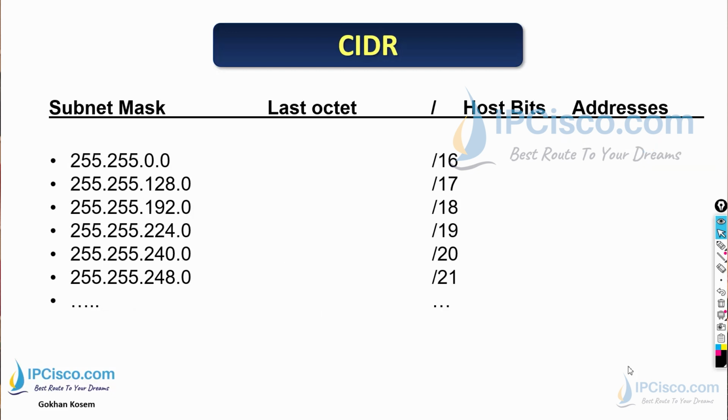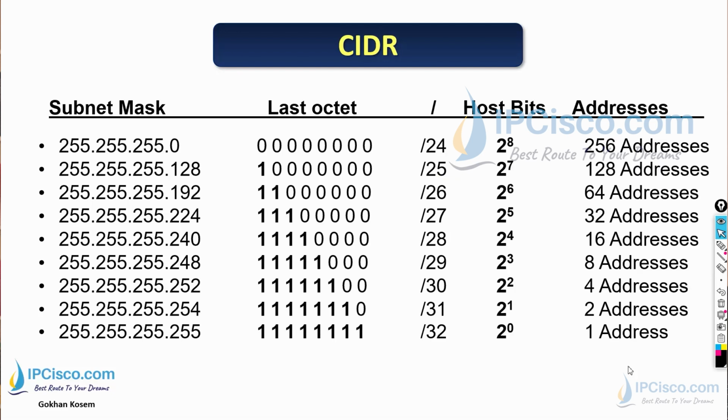For example, for the first one we have 255.255.255.0, and all the last octets are 0 here. So the CIDR notation is /24 and the available addresses will be 2 to the 8, which is equal to 256 addresses.